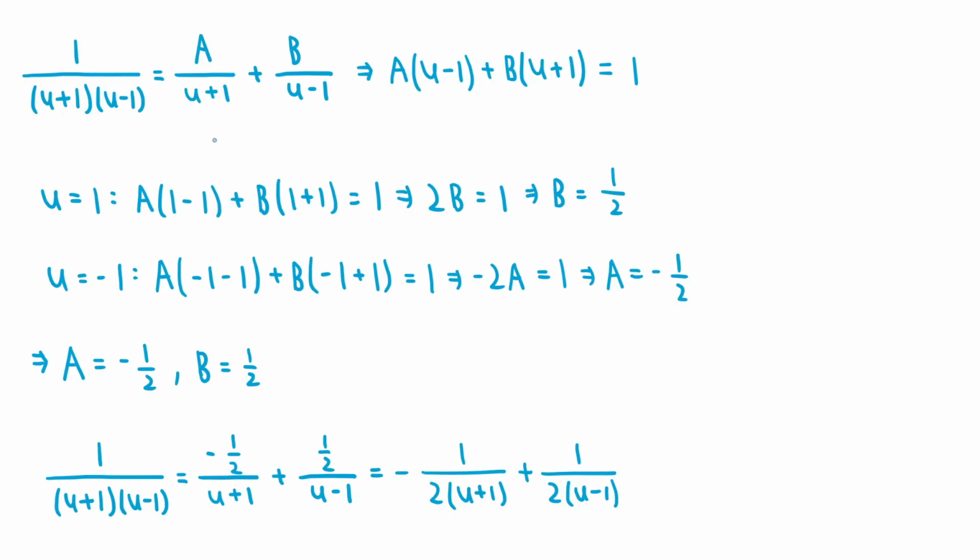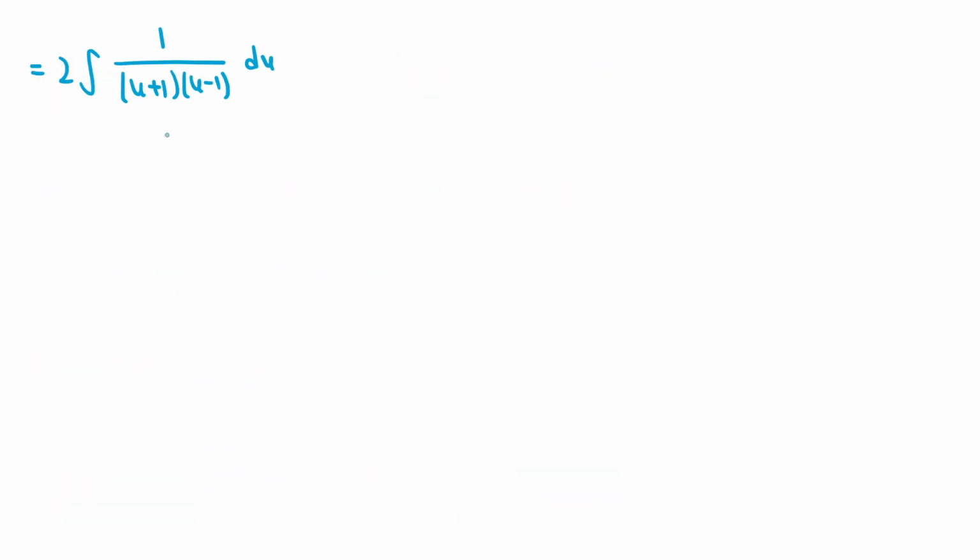If we plug this back into the right-hand side of the equation, we get 1 over (u plus 1) times (u minus 1) equals negative 1 half over u plus 1 plus 1 half over u minus 1, which simplifies to negative 1 over 2 times (u plus 1) plus 1 over 2 times (u minus 1). So we can rewrite 1 over (u plus 1) times (u minus 1) as negative 1 over 2 times (u plus 1) plus 1 over 2 times (u minus 1), which is a sum of 2 smaller fractions. Alright, so this means we can rewrite the integrand as negative 1 over 2 times (u plus 1) plus 1 over 2 times (u minus 1).